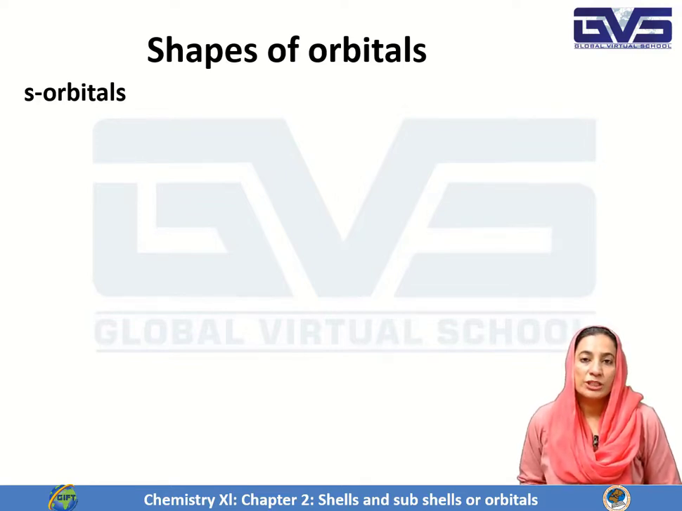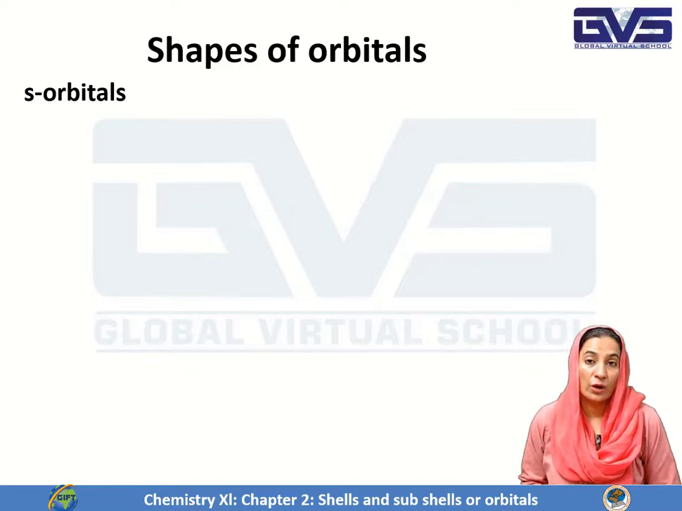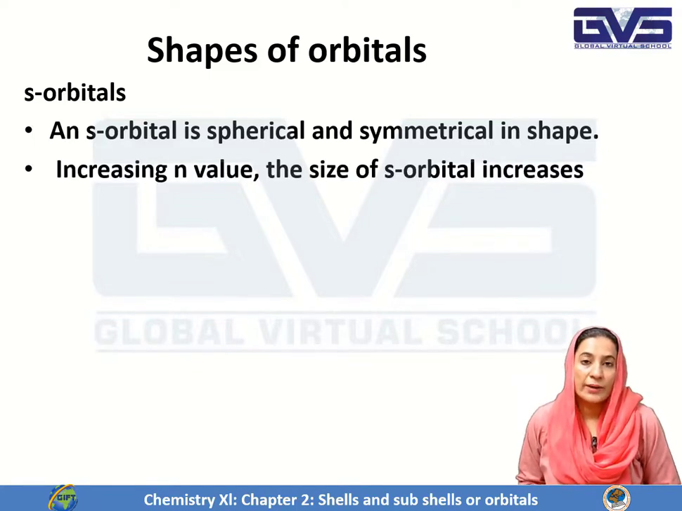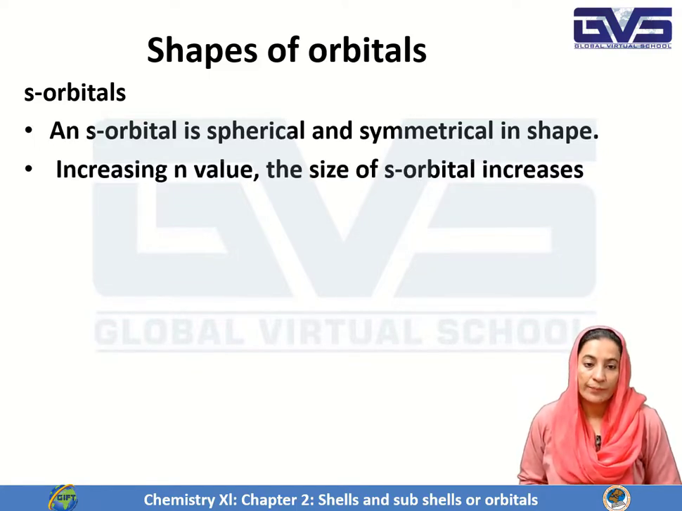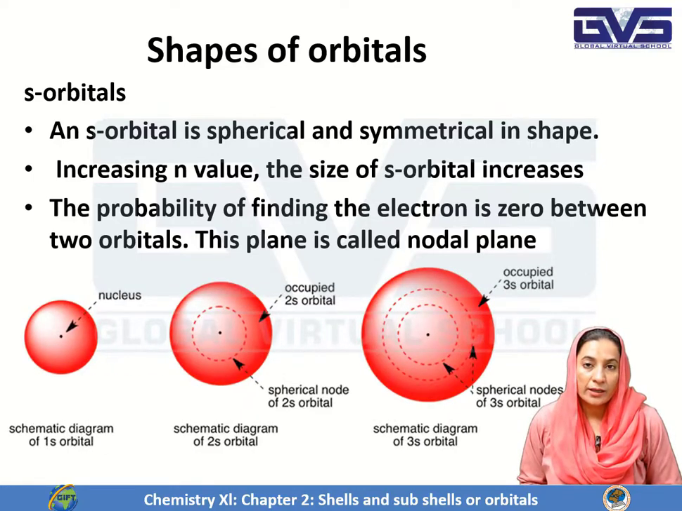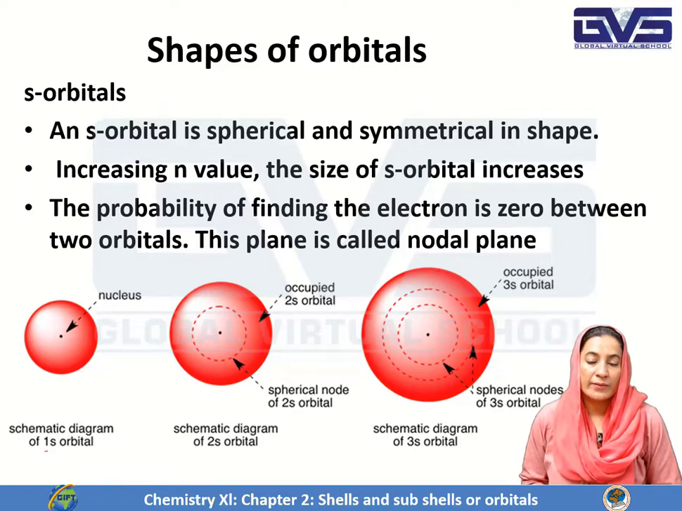Now come to the shapes of the orbitals. What are the shapes of the orbitals? S is a shell, a subshell, and also an orbital, because S has only one orbital, represented by only S, and it has a maximum of 2 electrons. S stands for sharp, and it has a spherical shape. The s orbital is spherical and symmetrical in shape. As the value of n increases, the size of the s orbital increases. The probability of finding the electron is 0 between two orbitals, and this plane is called the nodal plane. I will explain it again.